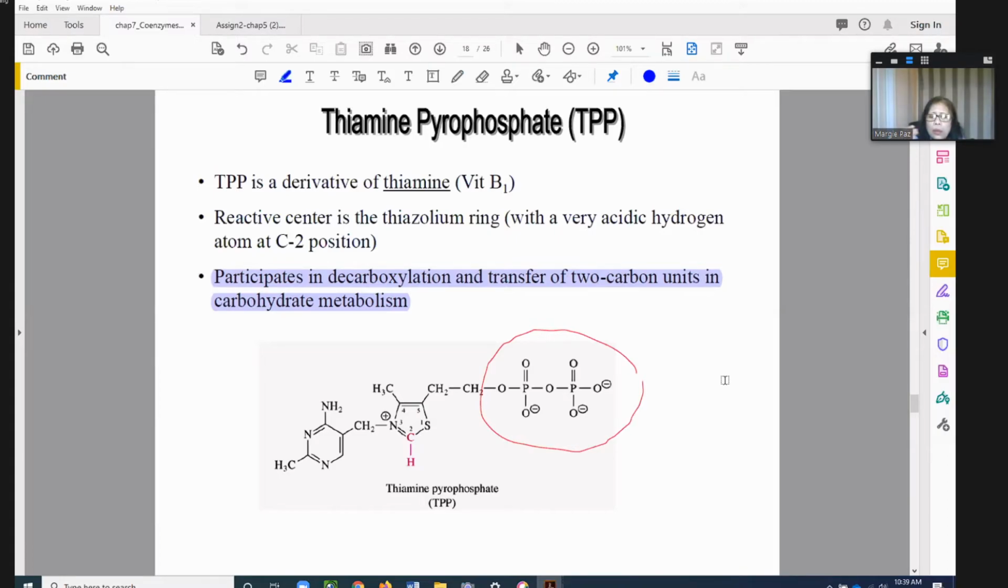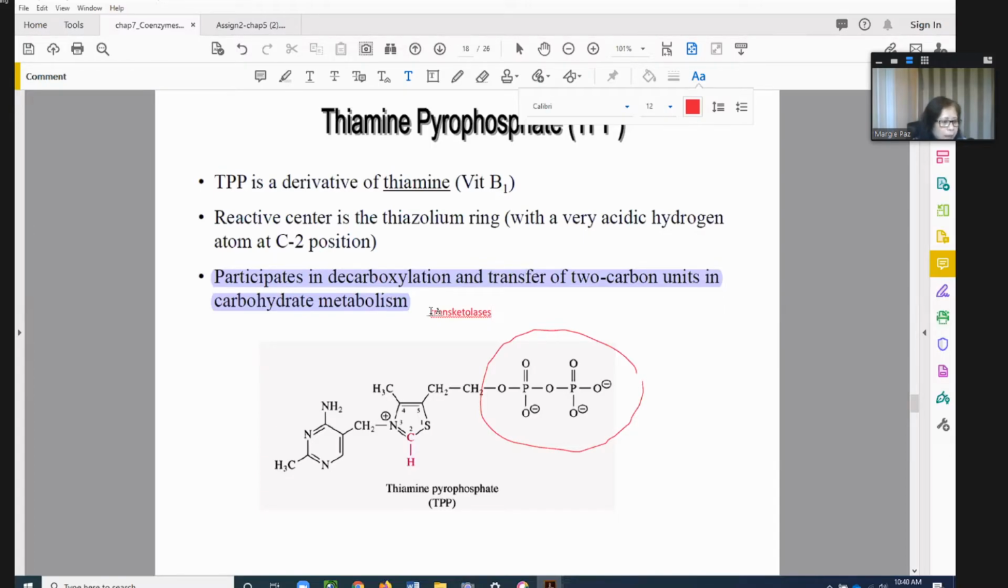So I said carboxylases, decarboxylases, those are enzymes that are known to require TPP as a coenzyme. Another group of enzymes for which TPP serves as a coenzyme are the transketolase enzymes. Transketolases also require TPP as a coenzyme.